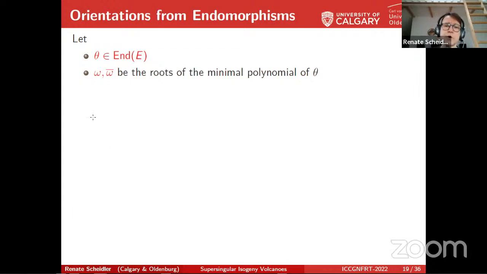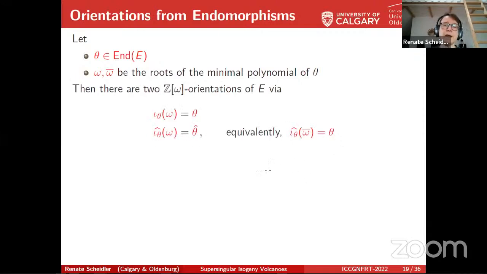And let's understand once and for all what the connection is. Well, if you start with an endomorphism theta, then it satisfies a quadratic equation. And let omega and omega bar be the two roots of this quadratic equation. These are complex numbers. They're complex conjugates. And that gives you two orientations. One maps omega to theta, and one maps omega to the dual of theta, or equivalently the conjugate of omega to theta. So every endomorphism gives you two orientations. Well, that's no good. I mean, we would have wanted to have some one-to-one correspondence, and instead we have sort of a one-to-two correspondence. But fear not.